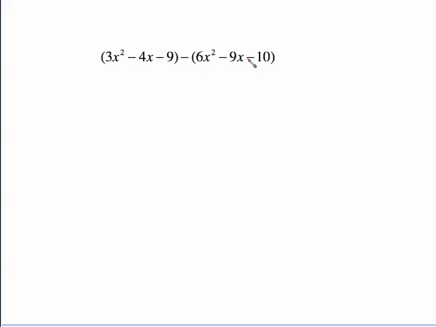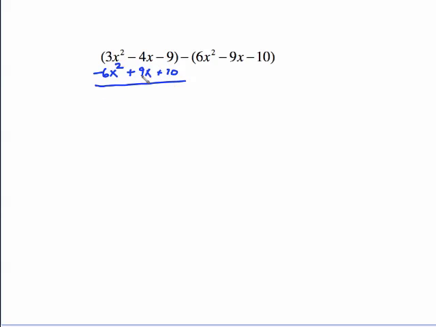This one I'm going to combine with the vertical format. This minus here I know is going to change all of those signs. So this 6x squared is now going to be a negative 6x squared, and I'm going to put it underneath the 3x squared. This saves me having to do a lot of rewriting. This negative 9x needs to become positive 9x, and I will line it up right here. And the negative 10 becomes a positive 10. Line it up underneath the negative 9.